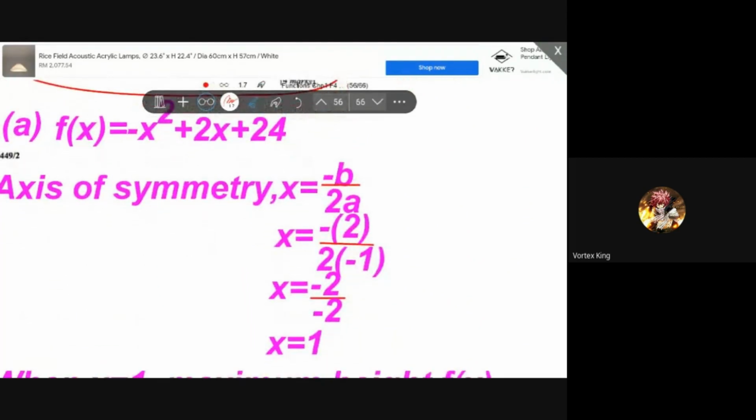Okay. So first, I akan cari persamaan quadratic. Persamaan quadratic pula, axis of symmetry. So you will get x equals 1. Make sure negative. Careful dengan negative. Negative, negative jadi positive. Okay.